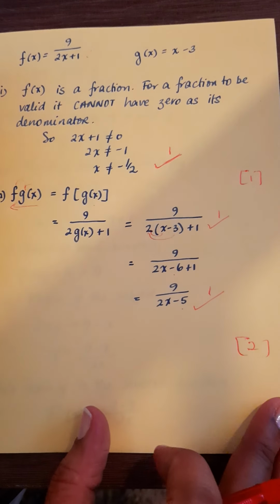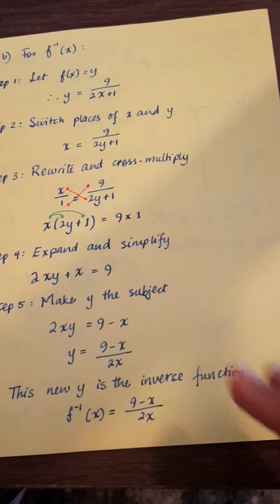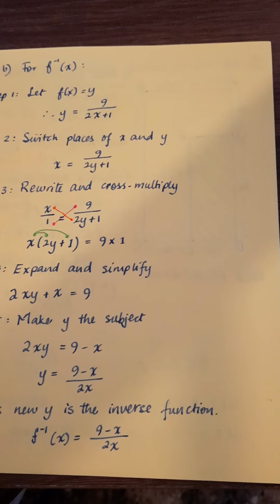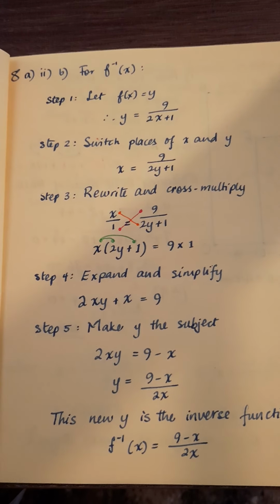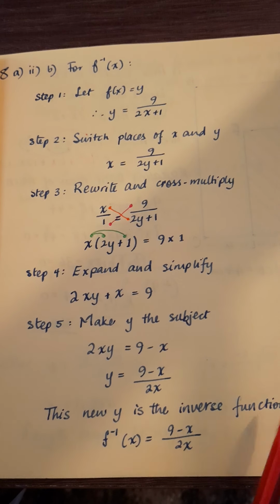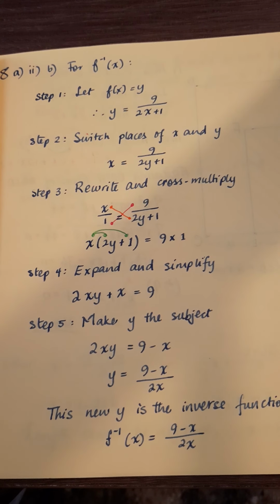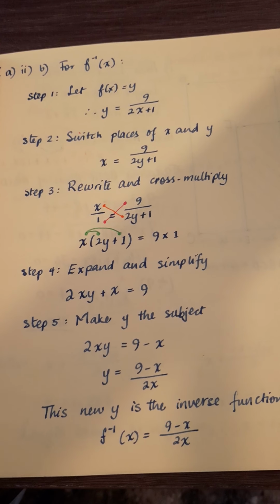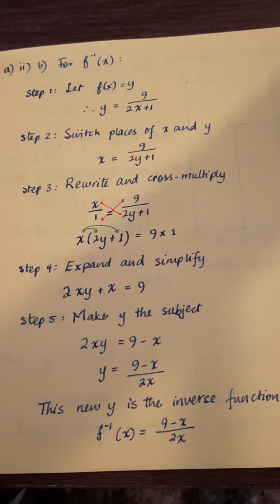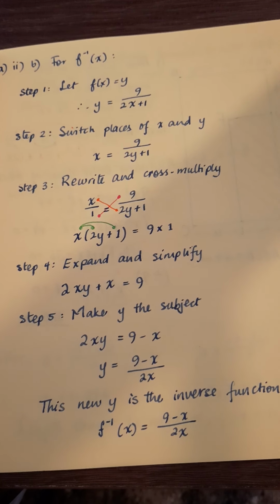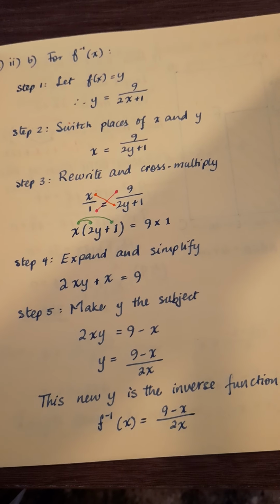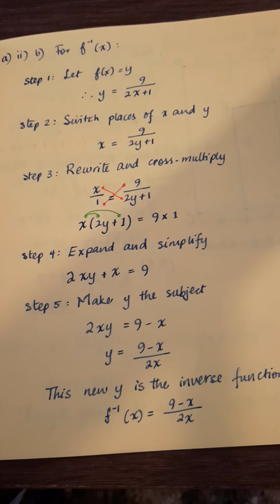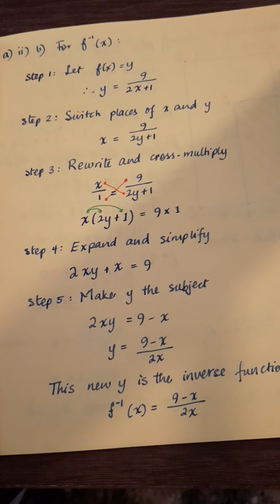All right, 8a part 2 part b. I've given all the steps for finding the inverse, and this is a really simple function. So step 1, let f of x equal y. So y is equal to 9 over 2x plus 1. Switch places of x and y. Rewrite and cross multiply. Expand and simplify. Make y the subject. And so forth.